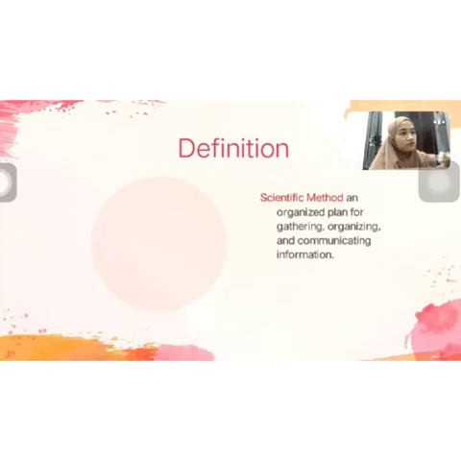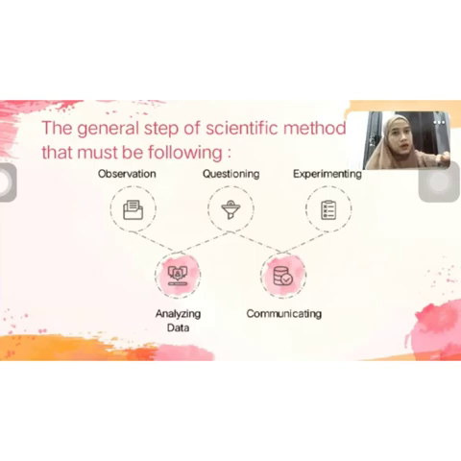And next, there are the general steps of the scientific method that must be followed. This is the idea according to Commandicwood. They said the scientific approach is a learning model that uses scientific principles that contain a series of data collection activities through observation, questioning, experimenting, analyzing data, and communicating.